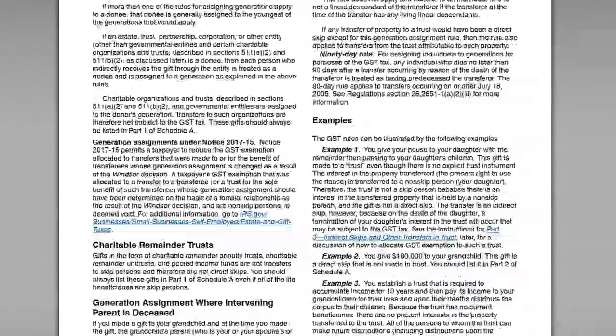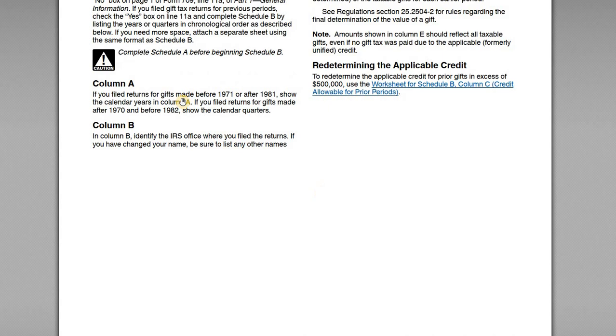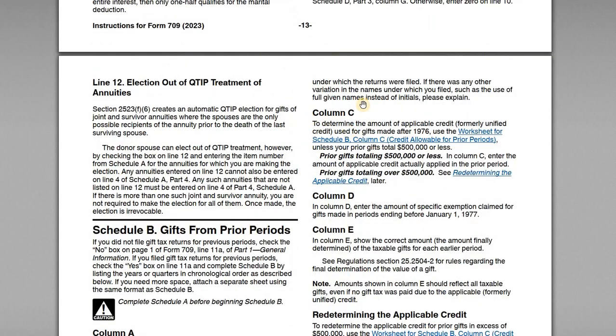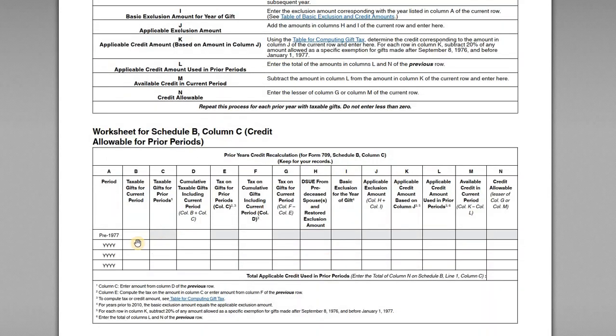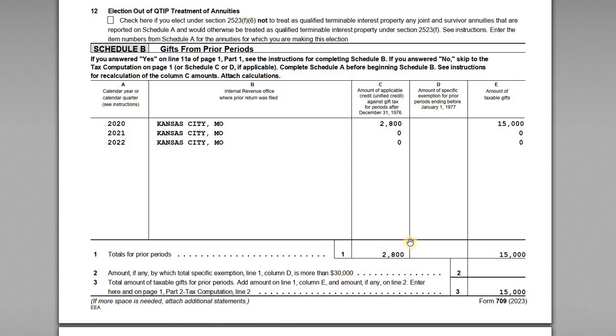So if you scroll down to the form instructions on Schedule B, gifts from prior periods, when we talk about recalculating column C, prior gifts that were totaling $500,000 or less in column C, simply enter the amount of the credit that was actually used in that prior period. So it's easier. If you have gifts over $500,000, you have to recalculate the credit using the worksheets below here. So there are worksheets included where they show you how to work through for each period, how to recalculate the allowable credit. And once you've recalculated the allowable credit, those amounts for those years would transfer over to Schedule B, line 1, column C. And that's what we're looking at here, Schedule B, line 1, column C.